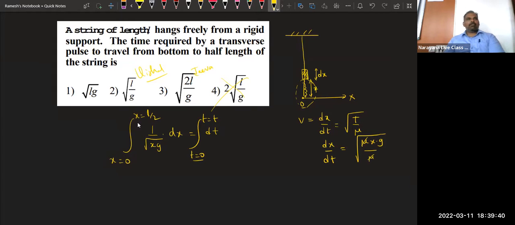Now, I placed the origin at the lower end. We can take it from L by 2 to L, sir. Okay, no, not 0 take. 0 to L by 2. When he is asking that question, then you do like that.